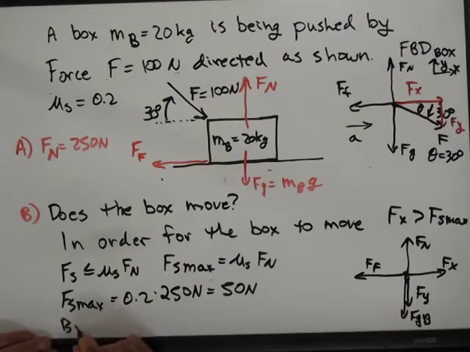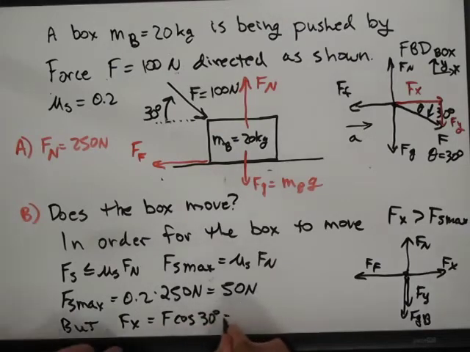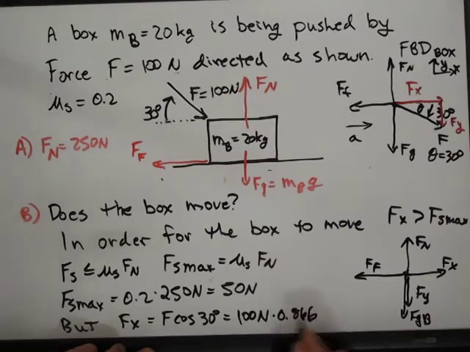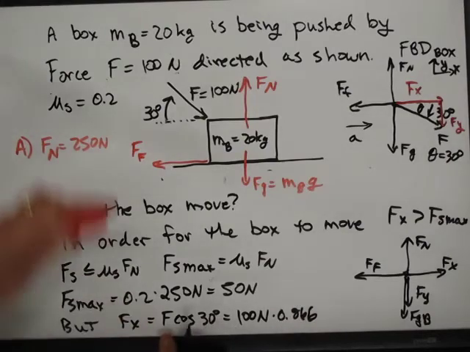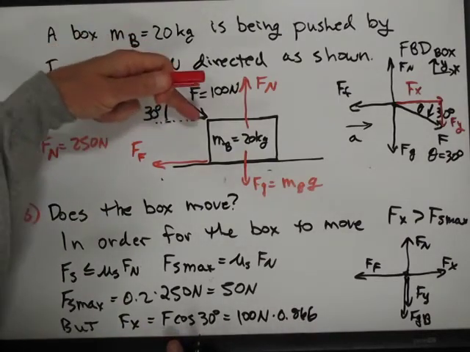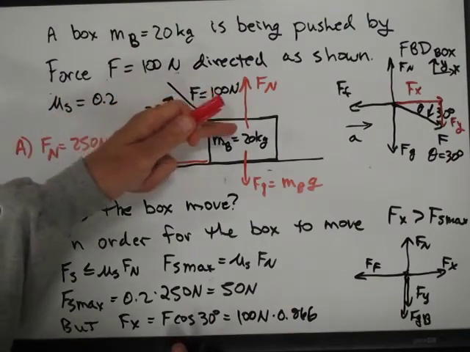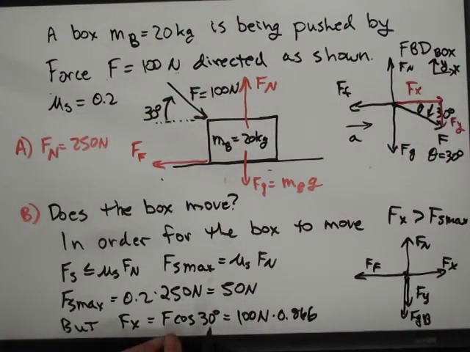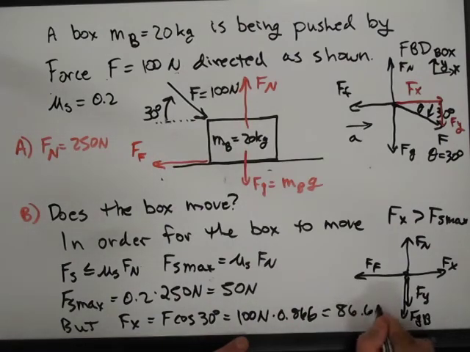But Fx is equal to F cosine of 30 degrees, which is 100 newtons times 0.866. That's the cosine of 30 degrees. Remember, F is the force that you're pushing with. The x component of that, this piece, is just F times the cosine of 30 degrees. That's this. That's 86.6 newtons.